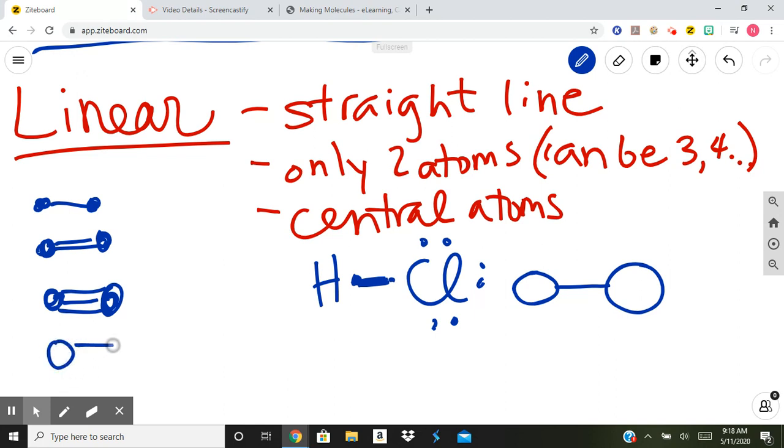And linear can be multiple atoms. Like carbon dioxide is a linear molecule. It's a straight line. It's 180 degrees. So those unshared pairs of electrons have pushed these atoms as far away as they can.